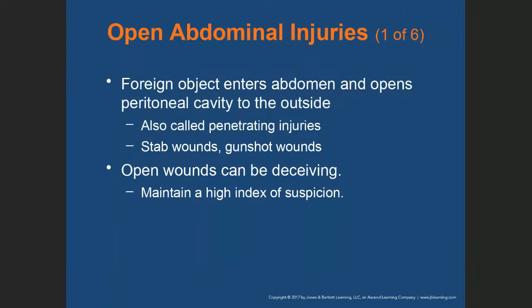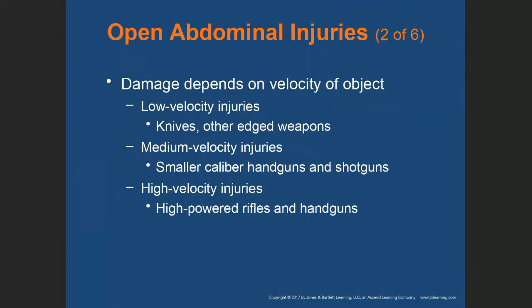Foreign objects enter the abdomen and open the peritoneal cavity to the outside. So we're looking at open abdominal injuries now, also called penetrating injuries. They can be from stab wounds, gunshot wounds, or accidental impalement. Open wounds can be deceiving, so maintain a high index of suspicion.